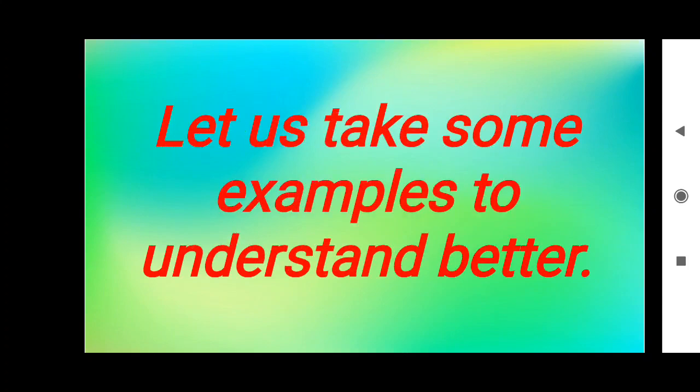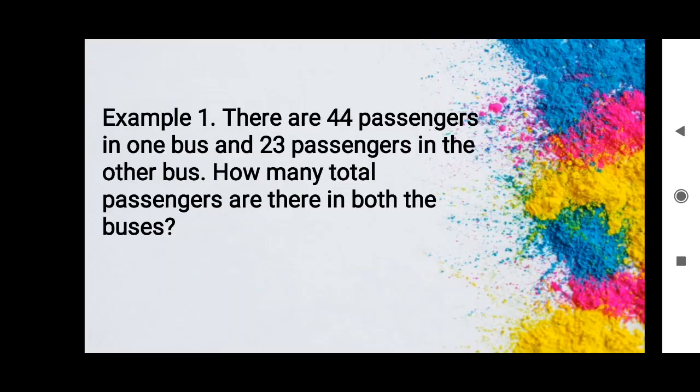Let us take some examples to understand better. So example number 1 is, there are 44 passengers in one bus and 23 passengers in the other bus. How many total passengers are there in both the buses? So here, as you can see, it's a short story and also there are numbers. So how will you solve it now? Remember the steps that we have just discussed.